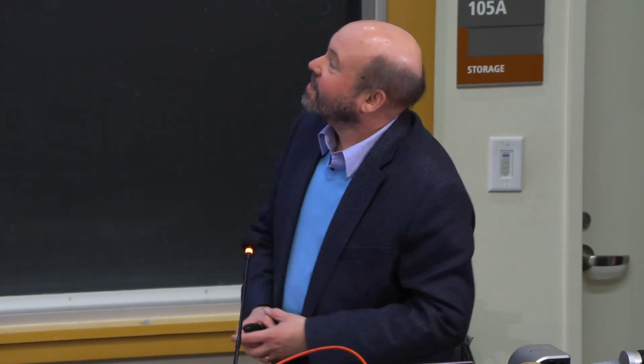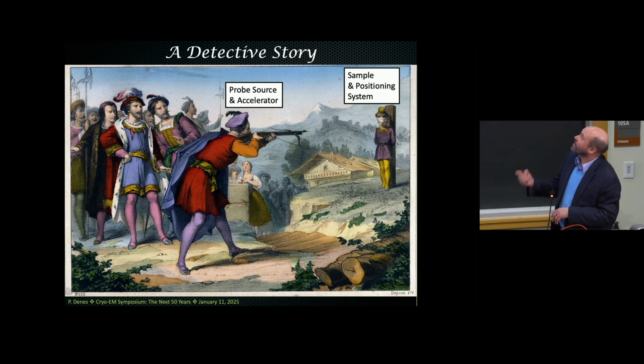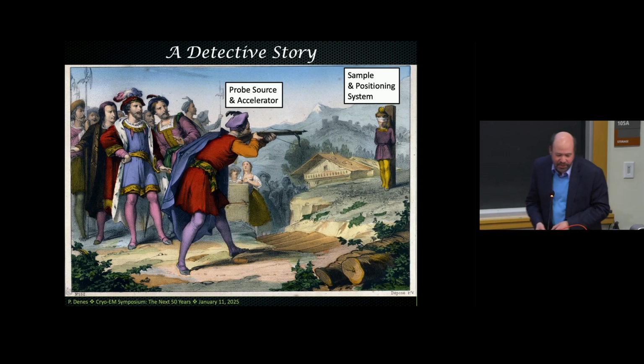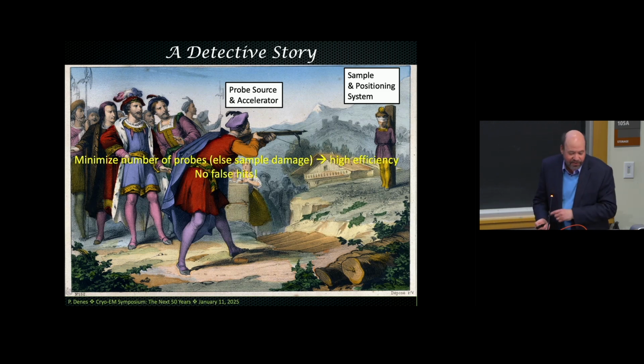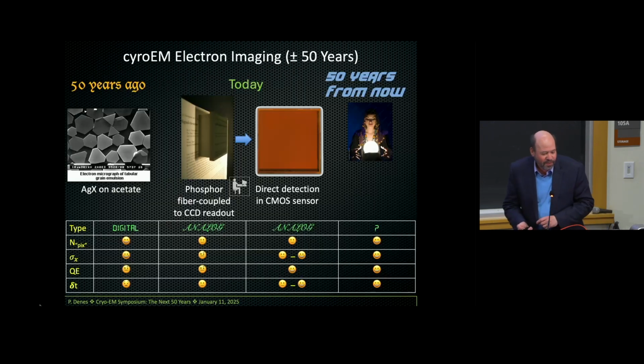So here's a conventional experimental setup with an accelerating source sending a probe onto this sample with its positioning system. We want to minimize the number of probes that we use because of sample damage, so we want high efficiency. We definitely want to avoid false hits, and spatial resolution is at a premium.